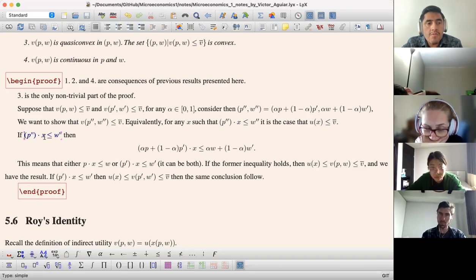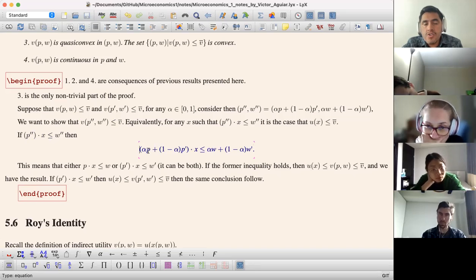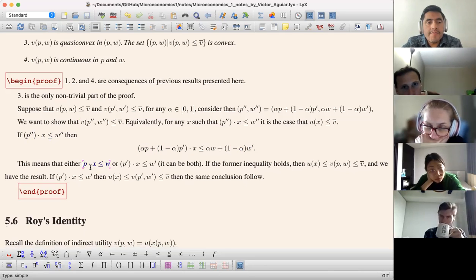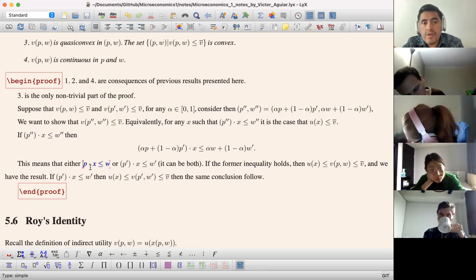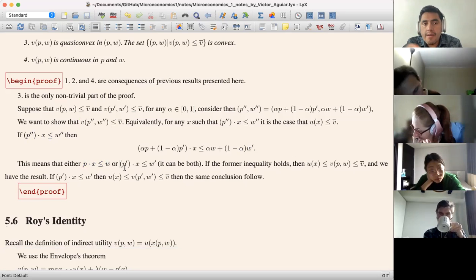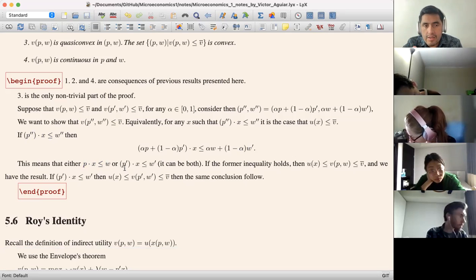If I have that something is inside this third budget with a double prime, then it has to be that the convex combination of the original prices times X is less than or equal to the convex combination of the incomes. Now, this means that there are two situations: P times X with the original price is less than or equal to W, or P prime times X is less than or equal to W. But it can also be both.